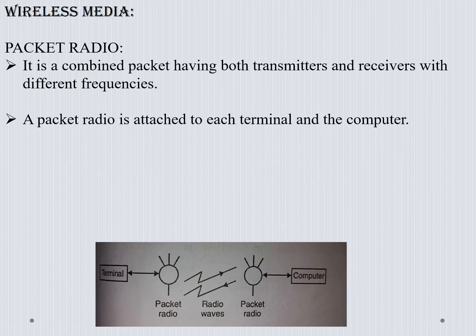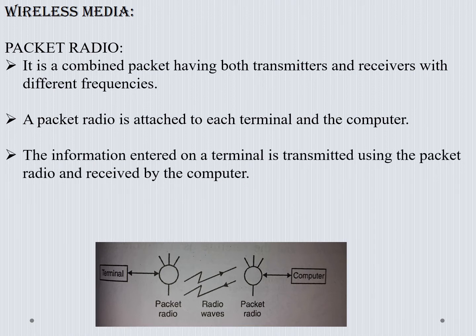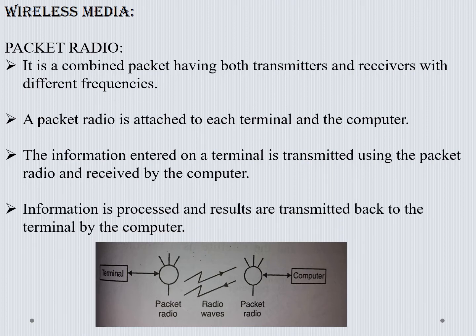A radio packet is attached to each terminal and the computer. You can see here the radio packet is connected, one to the terminal and the other to the computer. So via the terminal, the transmission will be taking place. The information entered on the terminal is transmitted using a packet radio and received by the computer. Whatever information is transmitted on the terminal goes via the packet radio using radio waves, and then goes to the receiver end.